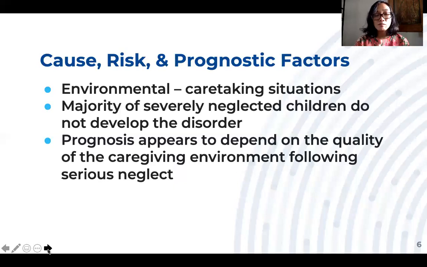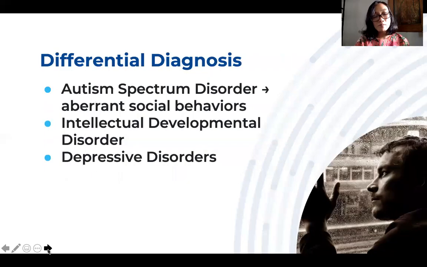But developing RAD is actually rare. And the prognosis of the disorder depends on the quality of the current caregiving environment. RAD may be misdiagnosed as autism spectrum disorder because of similar symptoms of aberrant social behavior. However, children with RAD do not typically show symptoms of neurodevelopmental disorders such as ASD and intellectual disorders. Also, this disorder should be differentiated from depressive disorder as well.